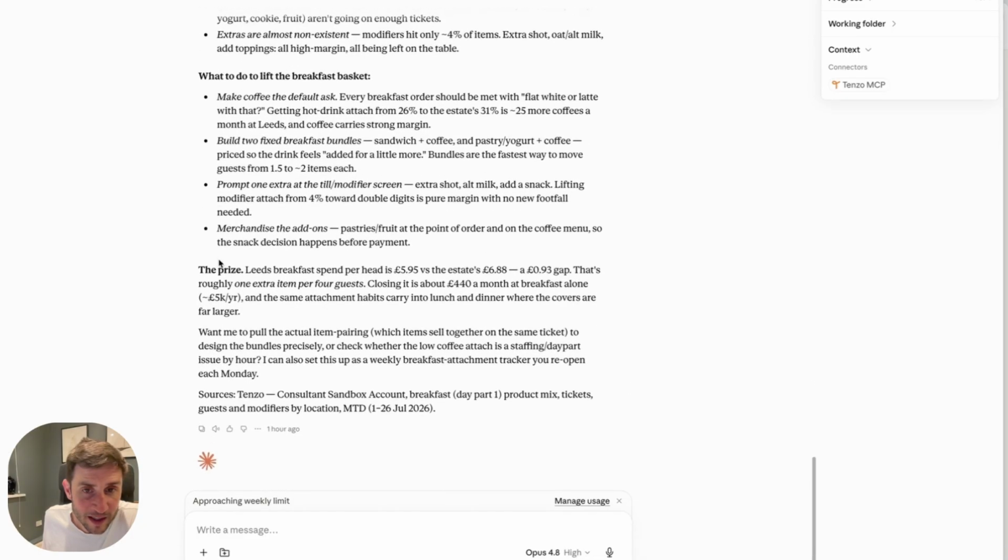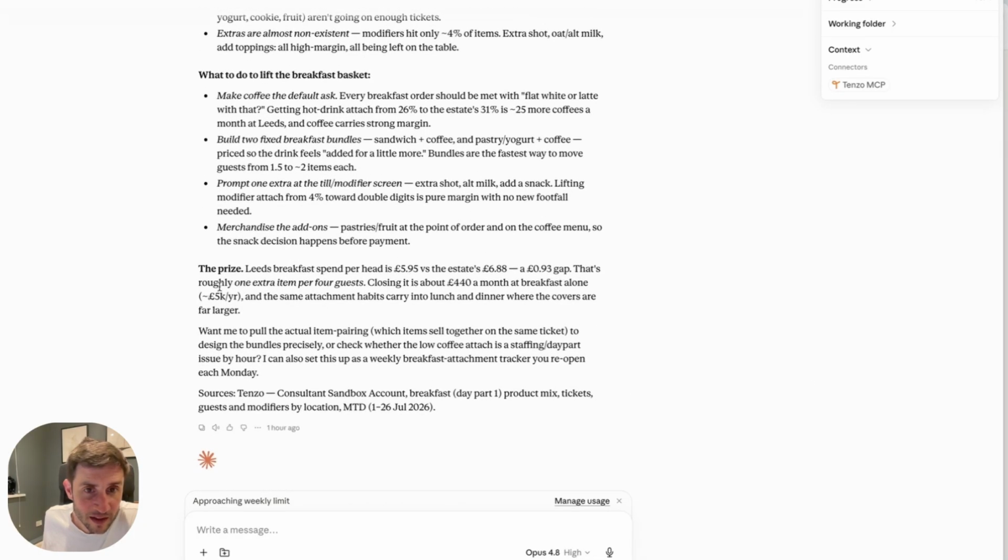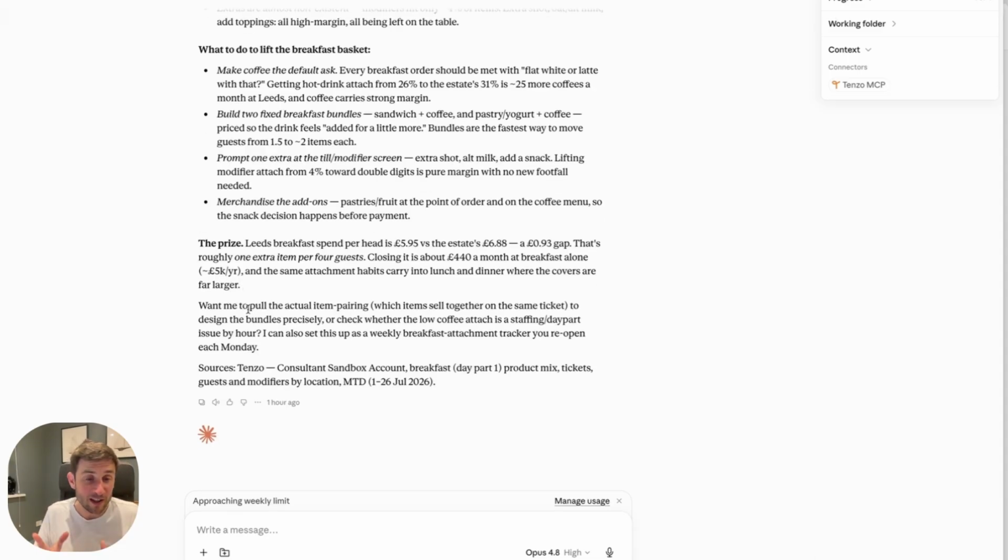So really then it's helping me see what the gap would be. If we did this, it would be £5,000 per year, right? So a little bit of training there for the team. You could then go and set that as a target in Tenzo so that the GMs in real time could see that on their mobile, how they're doing versus this target.